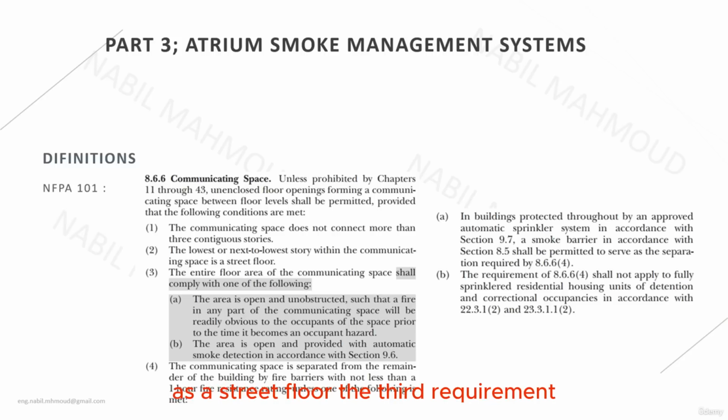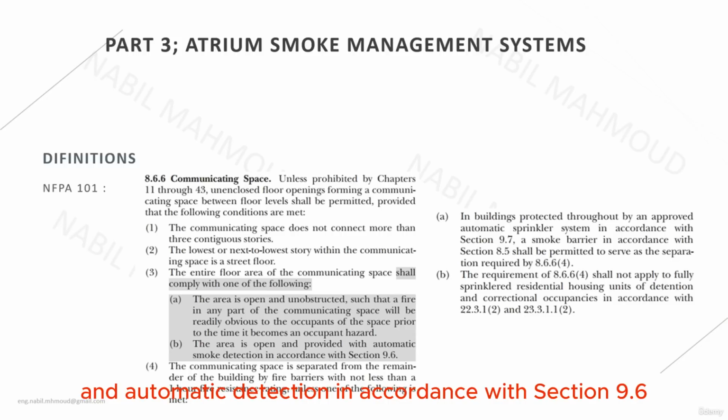The third requirement is that the entire floor area of the communicating space shall comply with one of the following. The first compliance required is that the area is open and unobstructed, such that a fire in any part of the communicating space will be readily obvious to the occupants of the space prior to the time it becomes an occupant hazard. And the second requirement is that the area is open and provided with automatic sprinklers and automatic detection in accordance with section 9.6.